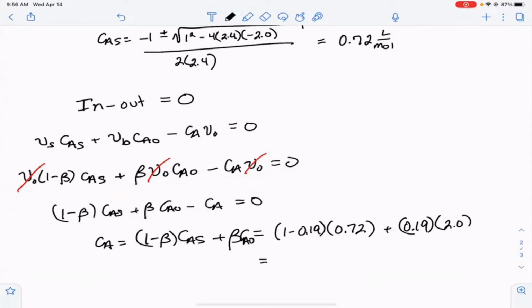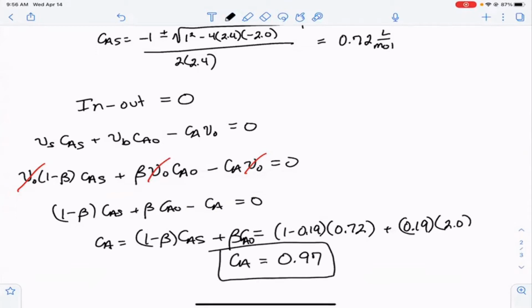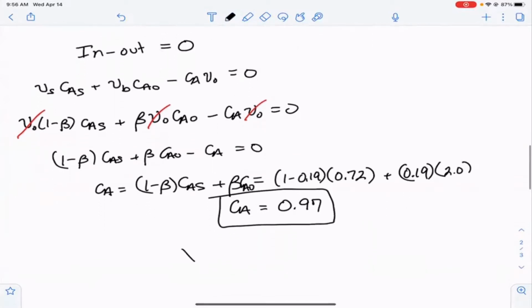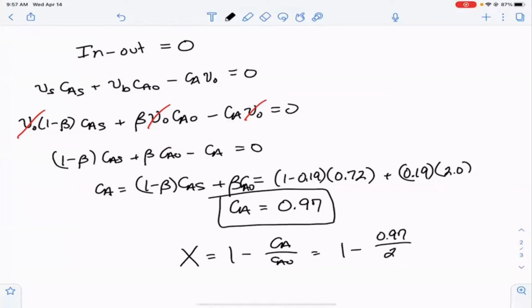Okay, and then we can find that the final concentration of A is equal to 0.97, leaving our real reactor. Okay, and the last thing we want to do then is to find the conversion, right? Conversion is 1 minus CA over CA0, and that's equal to 1 minus 0.97 divided by 2.0 moles per liter, and that is equal to 0.52.